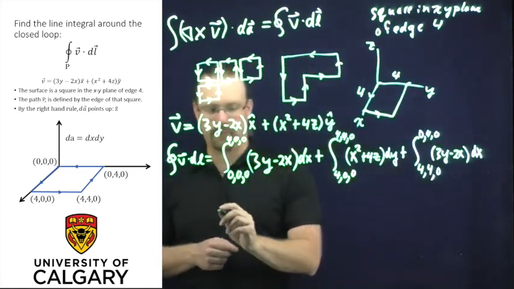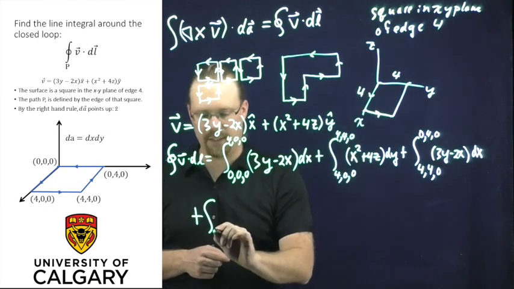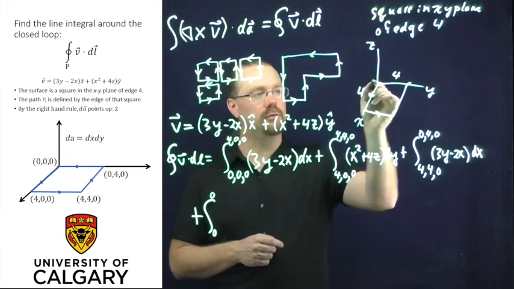And our final little piece is going to go from here to here. So along that path, x is going to equal 0 the whole way. Y is going to go from 4 to 0.